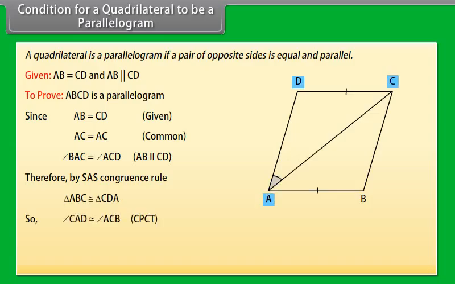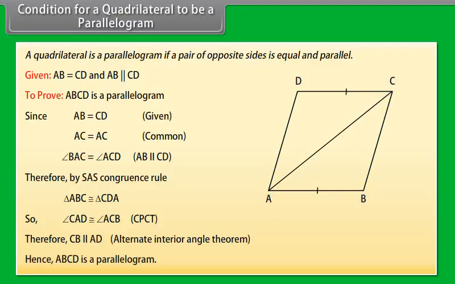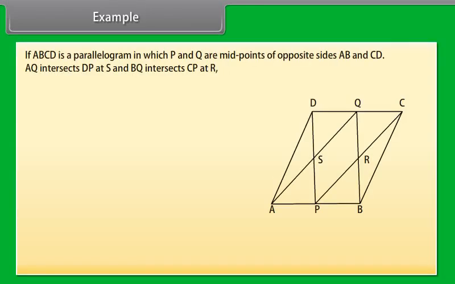So, angle CAD is congruent to angle ACB, by CPCT. Therefore, CB is parallel to AD. Hence, ABCD is a parallelogram. Example. If ABCD is a parallelogram in which P and Q are midpoints of opposite sides AB and CD, AQ intersects DP at S and BQ intersects CP at R, show that DPBQ is a parallelogram.